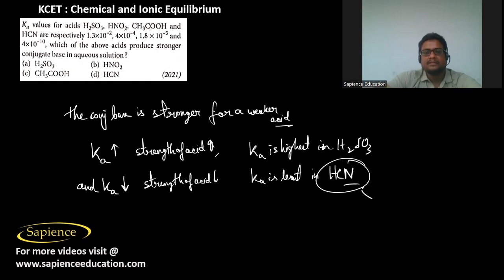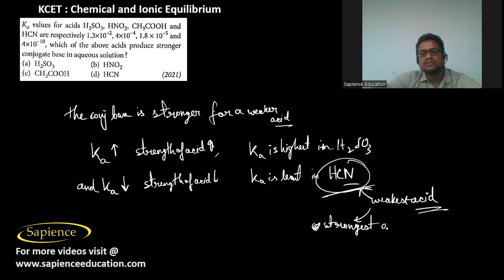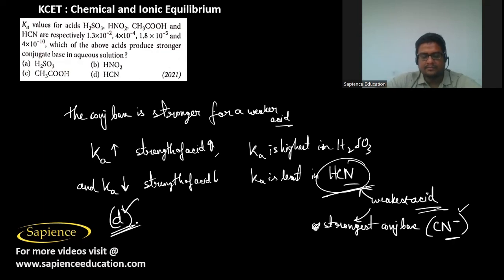So it means that HCN is the weakest acid out of all these four acids, which are sulfurous acid, nitrous acid, acetic acid, and hydrocyanic acid. So the hydrocyanic acid HCN is the weakest acid. So its conjugate base will be the strongest. So it has got the strongest conjugate base, which is CN minus. So CN minus is the strongest conjugate base, and option D is the correct answer.